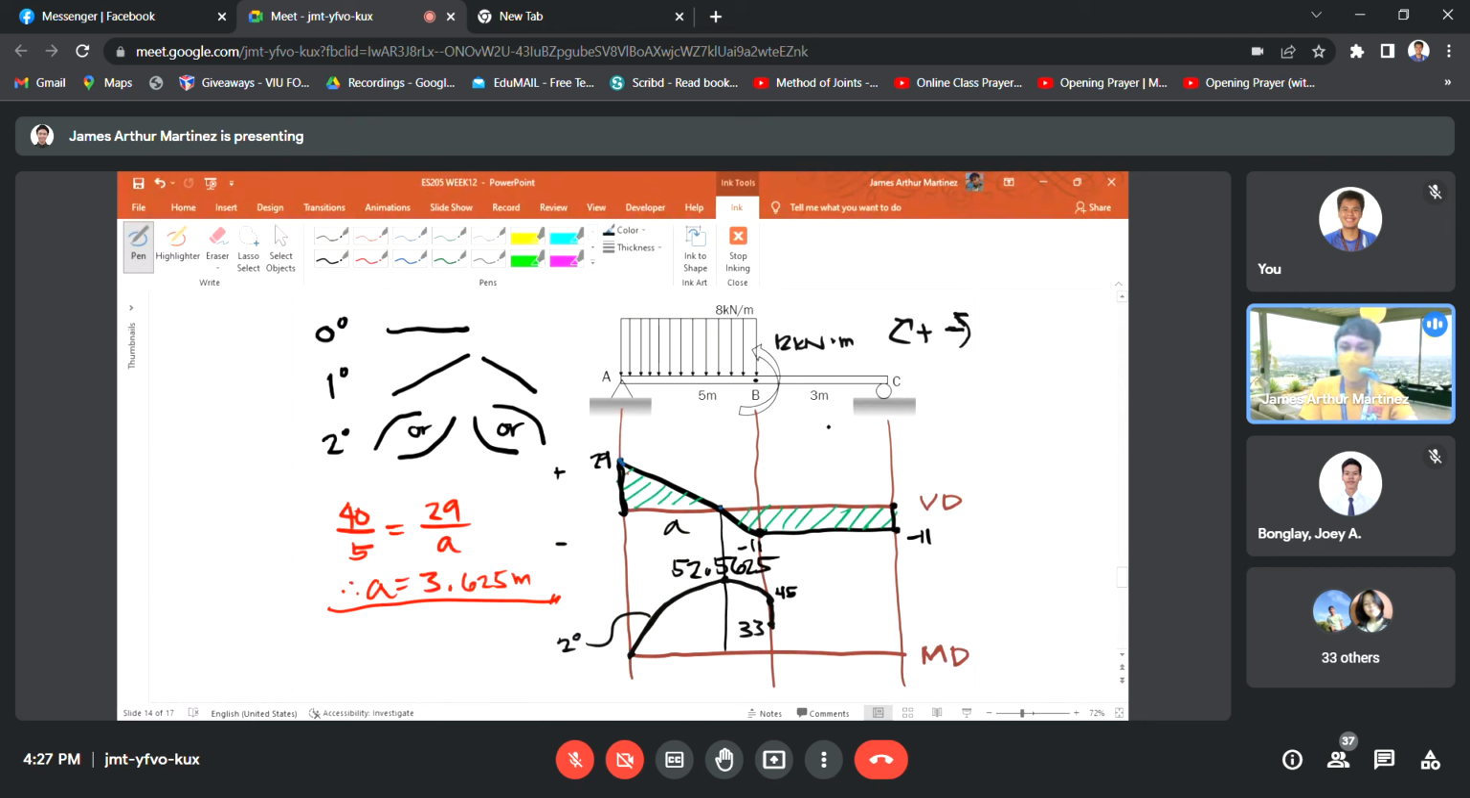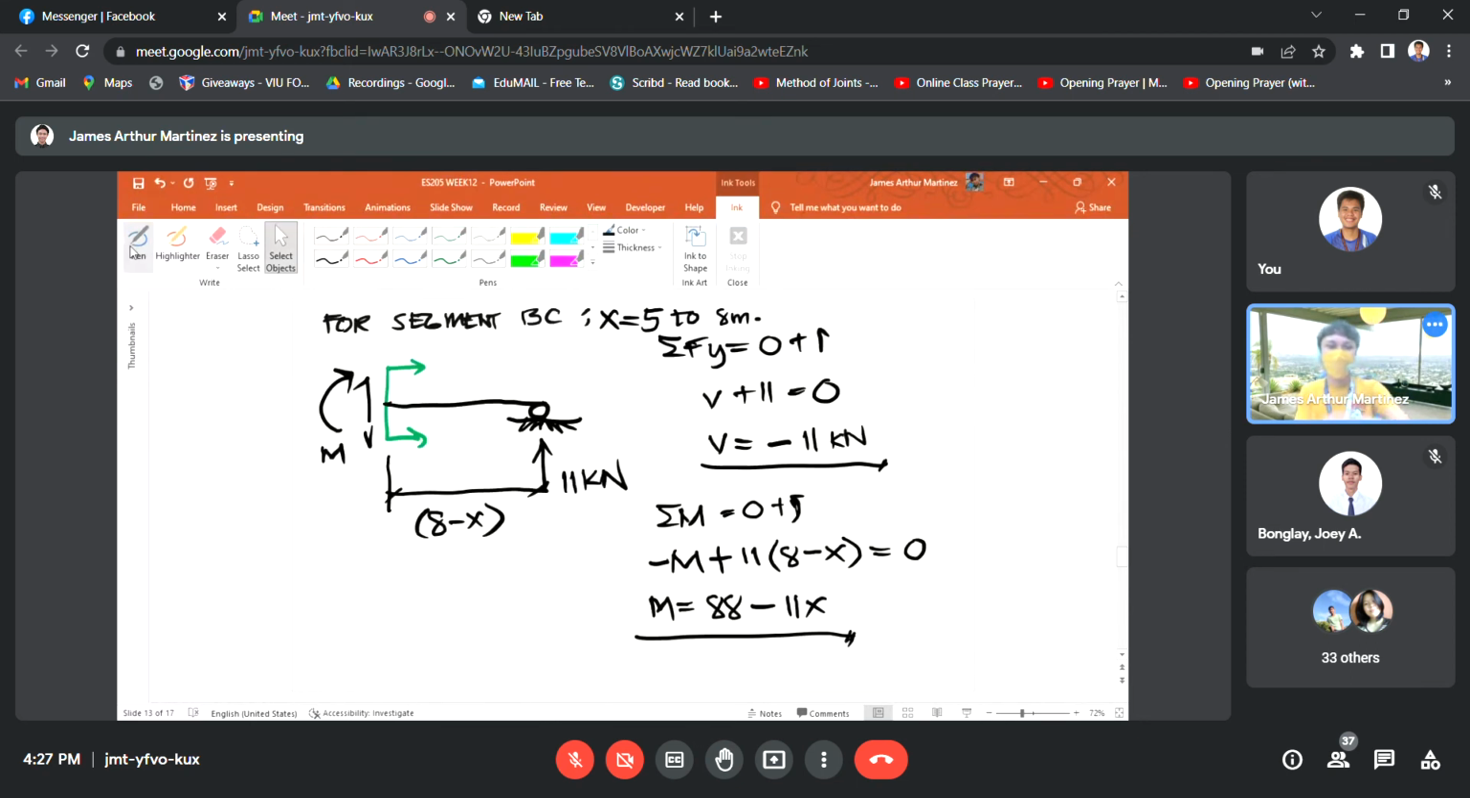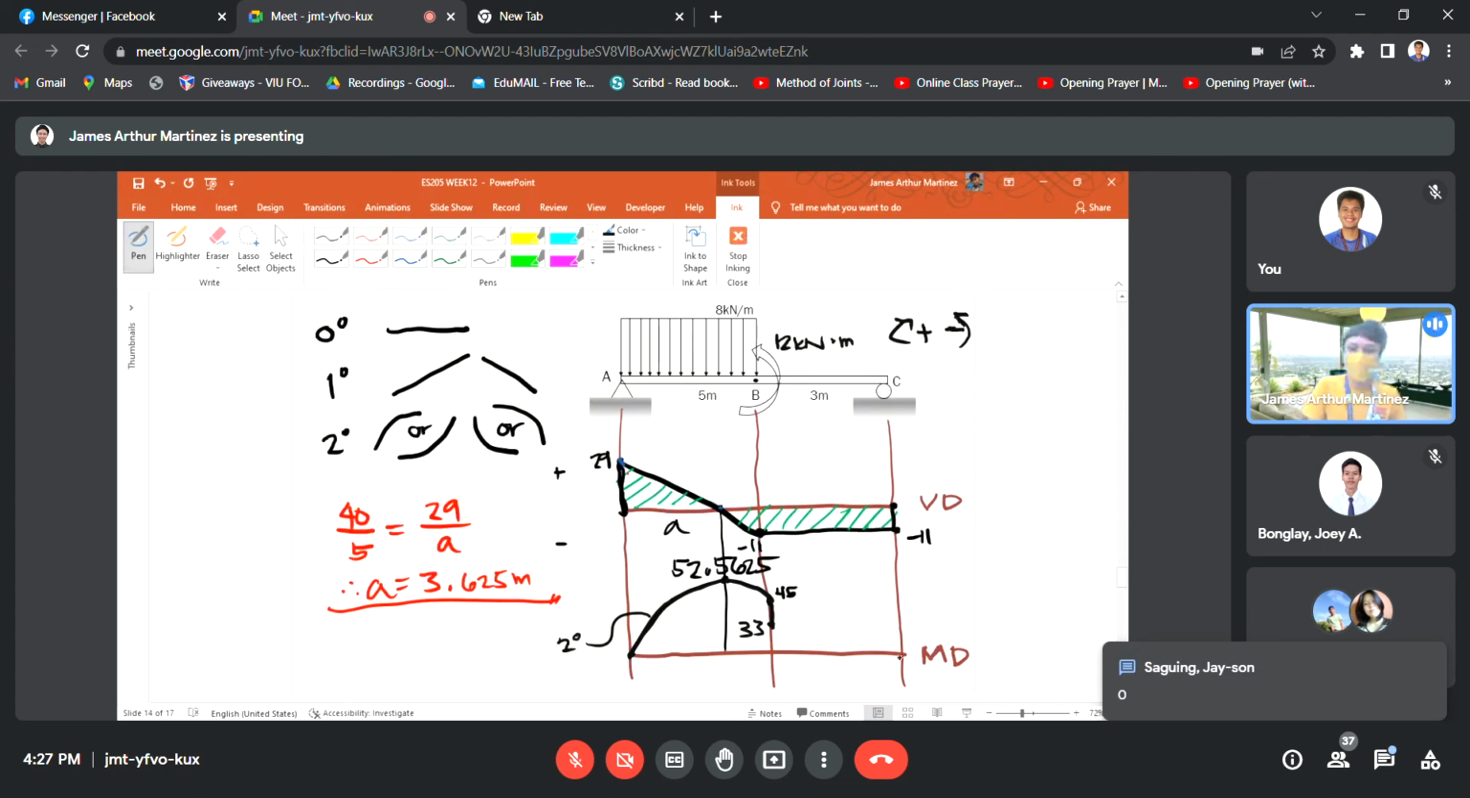So at point C, the x value is equal to 8, the maximum value of x. So the equation of moment for segment BC is 88 minus 11 times the value of x, which is 8, and that is equal to 0. So our moment diagram goes to 0, class, meaning this indicates that our calculations are correct.